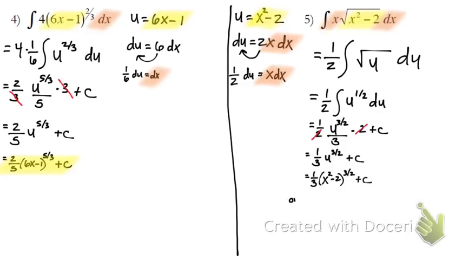And if you wanted to write this back in radical form, since it was given to us in radical form, that would be 1/3 times the square root of x squared minus 2 cubed plus c. Either one of those last two answers would be acceptable.